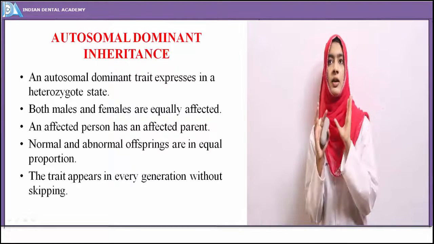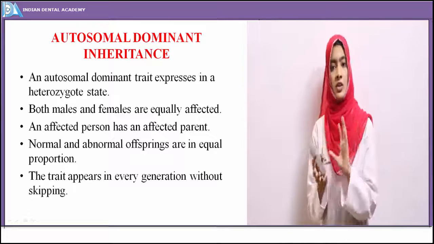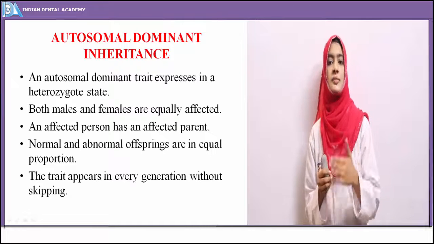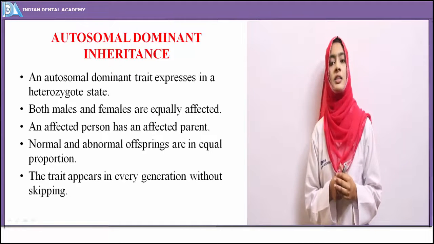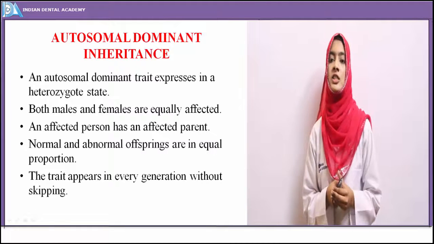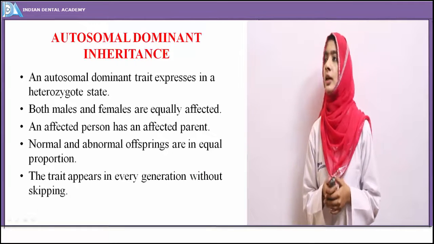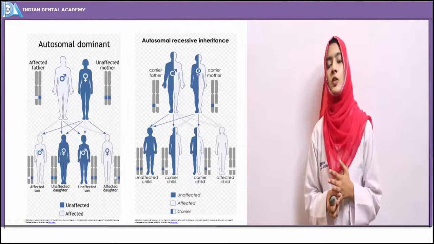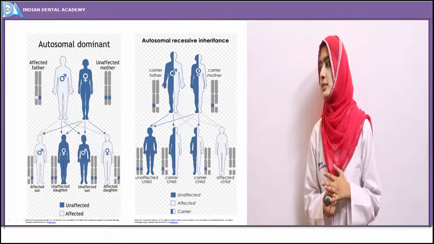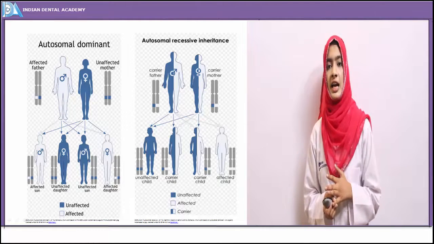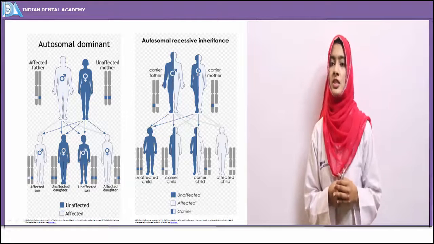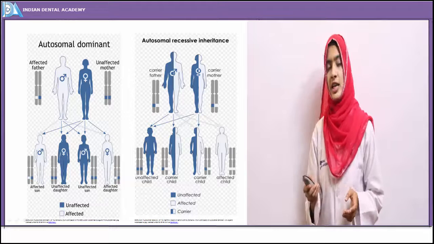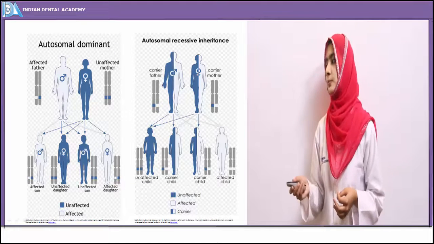So if either the male or female parent has an affected gene, he just transmits the disease to his kid. And this trait, being dominant in nature, is seen in every generation. Okay, and if we see the pedigree chart of the autosomal dominant inheritance, the affected father transmits the disease to 50% of his children. Okay, 50% are unaffected and 50% are affected. So that's the dominant mode of inheritance.